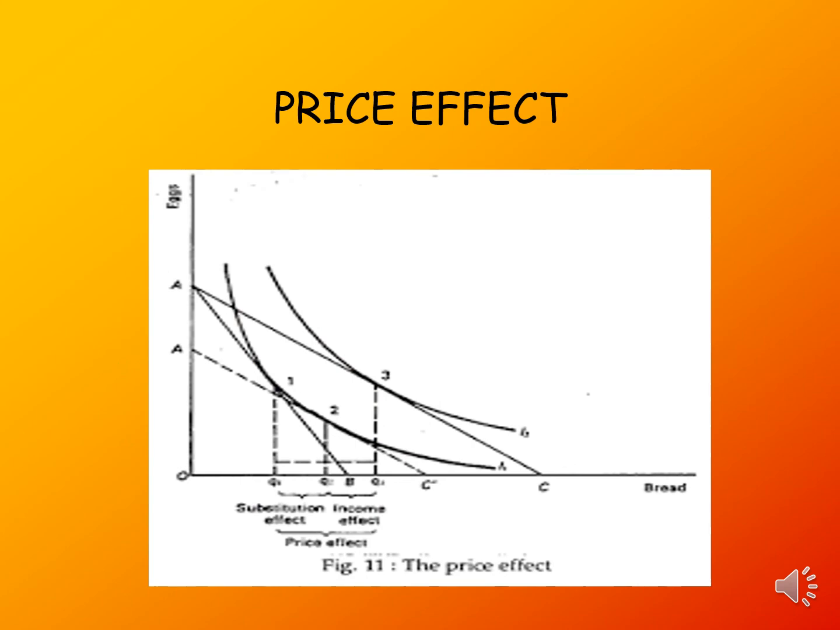So this is a graphical representation of price effect. That is a price of a curve. We can see that AC and AB are the two budget lines. The slope is changing. When the slope is shifted downward, it is shifted to a lower indifference curve. When the slope is upward or above, then there is a higher indifference curve. So this is a price effect.